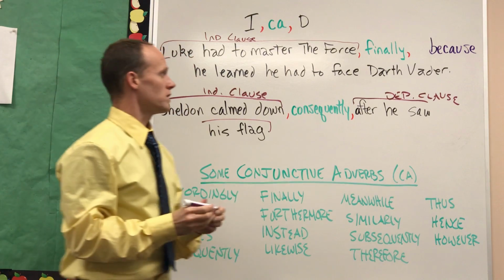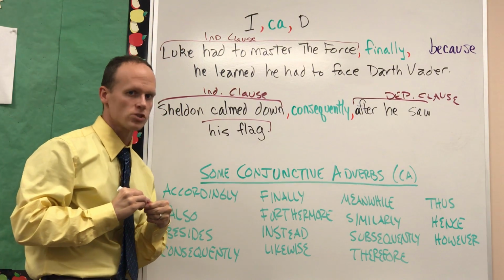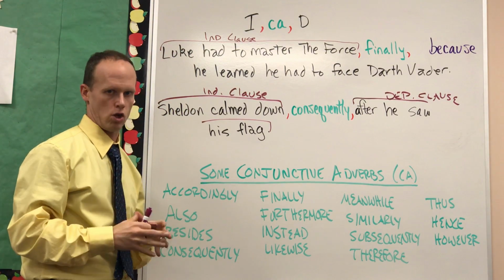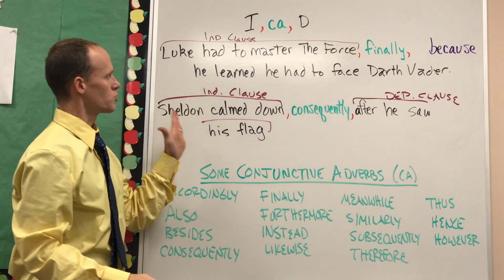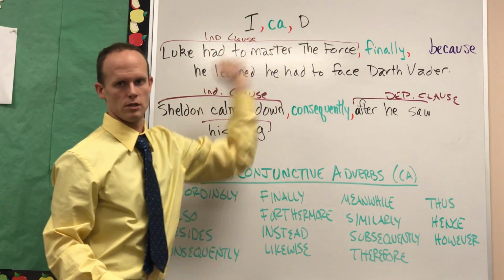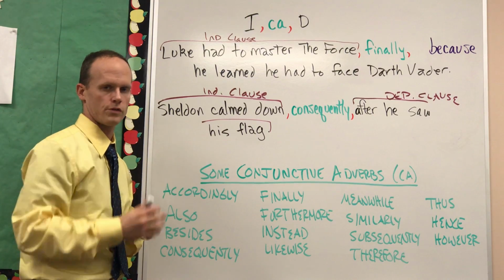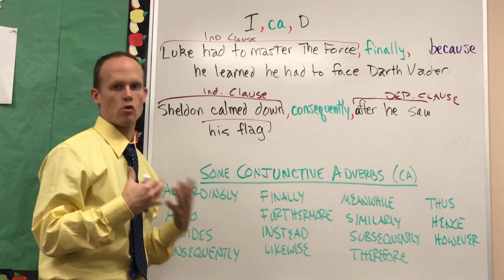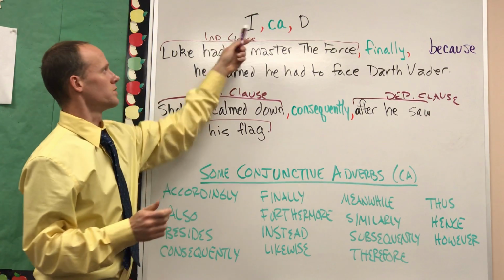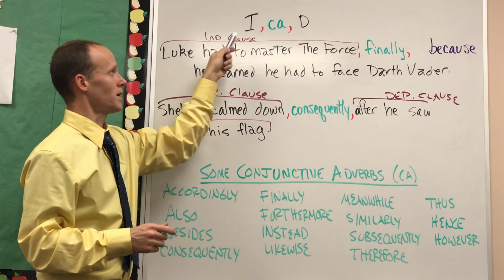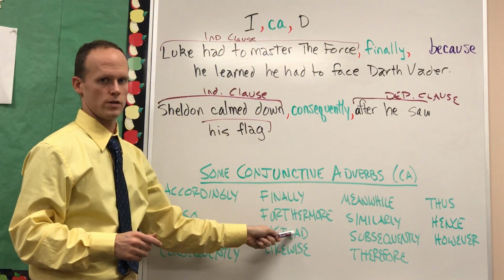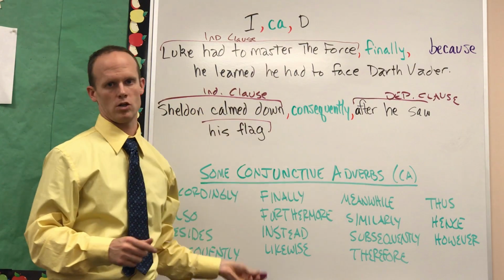Because he learned he had to face Darth Vader, that cannot stand on its own. That's a dependent clause, okay? And we're putting the transition word between the independent clause and the dependent clause, okay? To help with fluidity for organizational purposes. This is I, comma, CA, comma, D sentence structure. Independent clause, conjunctive adverb, transitions, comma, dependent clause.